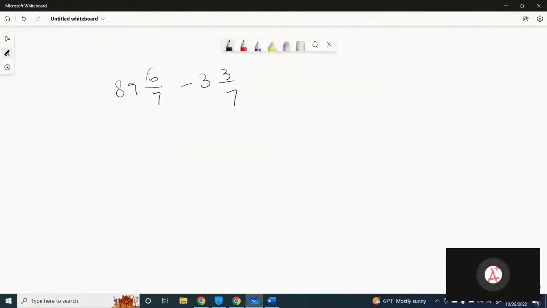So here you have 6 over 7 and here you have 3 over 7. Just look at their fractional part. 6 by 7 is greater than 1 over 2. Got it? So you have to round up. Round up means add 1 to the whole number. It would then be 90. Then you have 3 by 7. 3 by 7 is less than 1 by 2, so it would be rounded off to 3.